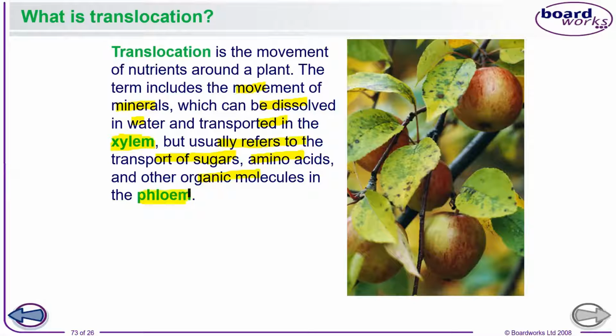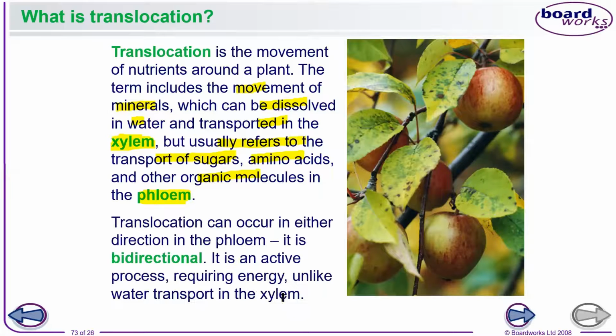Okay, so make sure you understand the difference. Then it can occur in either direction in the phloem, so it is bidirectional. When we're talking about xylem, it was unidirectional. Okay, it was a passive transport. In the phloem, when we're talking about translocation, translocation happens bidirectionally.